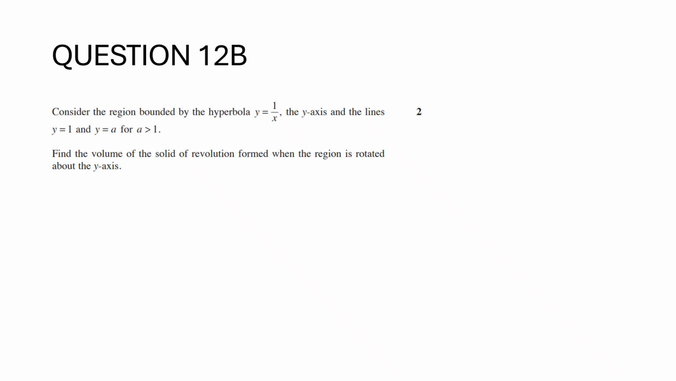12b, consider the region bounded by the hyperbola y equals 1 over x, the y-axis and the lines y equals 1 and y equals a for a is greater than 1. Find the volume of a solid revolution formed when the region is rotated about the y-axis. All right, I'm going to draw this just quickly so I can see what's going on. We're going around the y-axis. We have got between 1 and some value a.